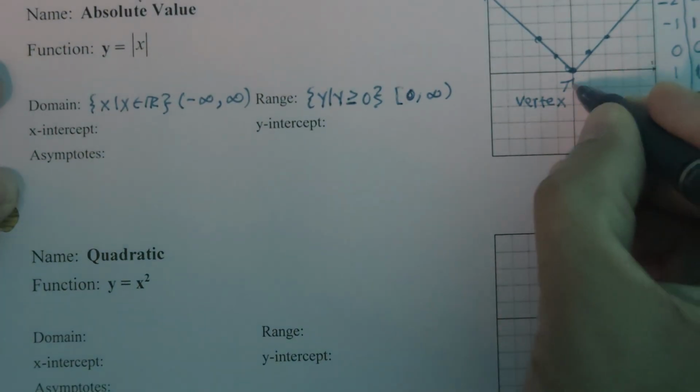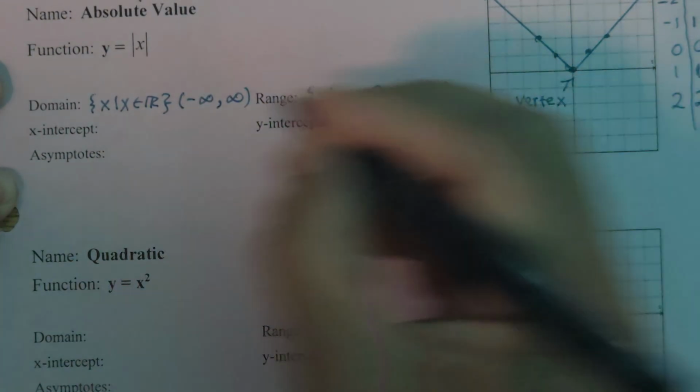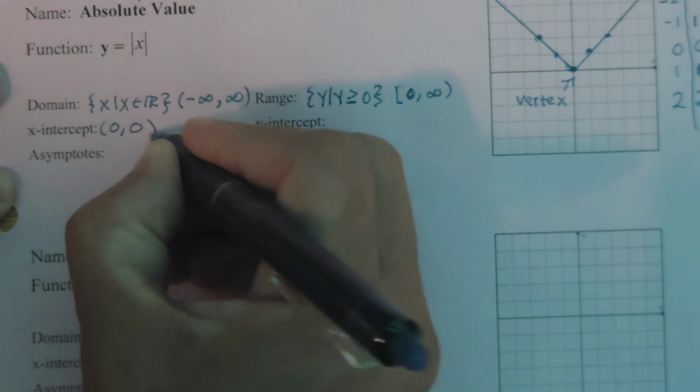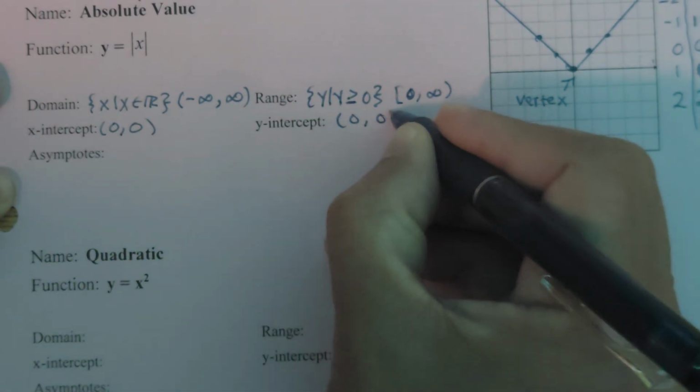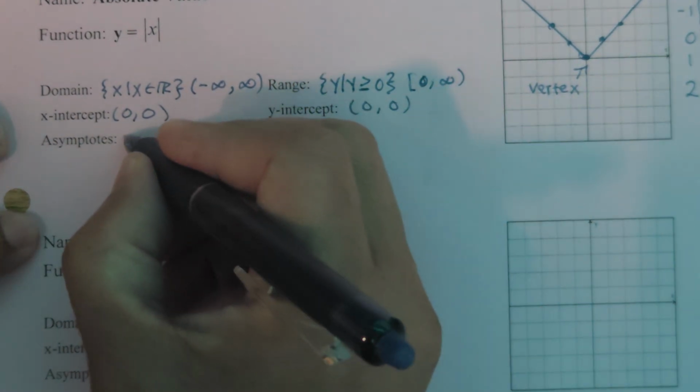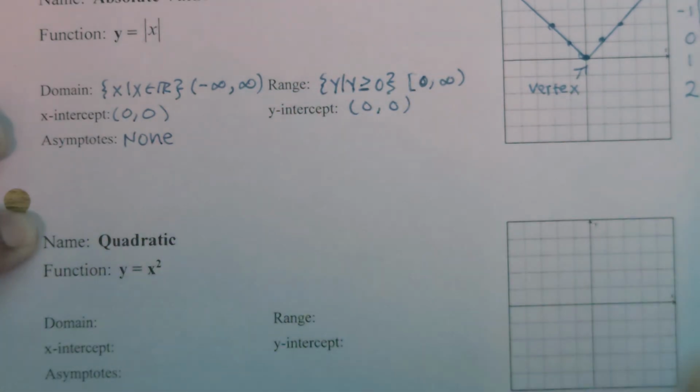Let's see what else. X-intercept, the origin, y-intercept also the origin. So 0, 0 and 0, 0. Asymptotes, this one is none. So no asymptotes. And that's all for this lesson.